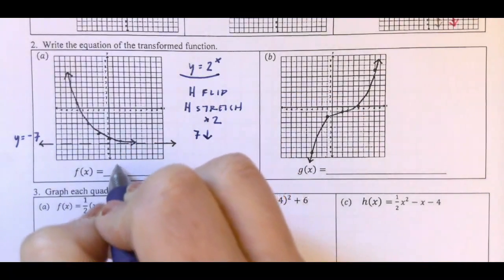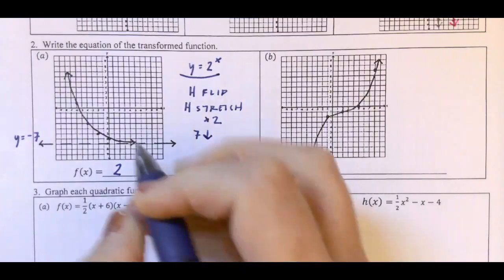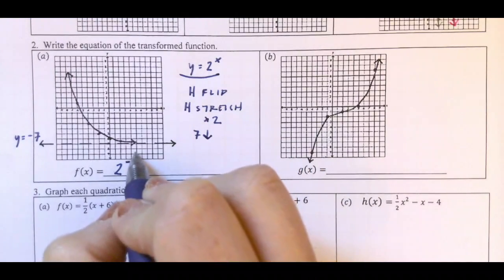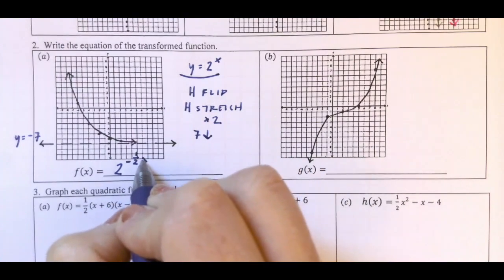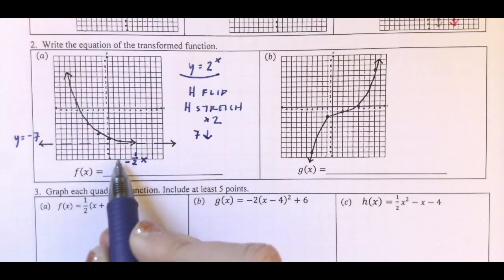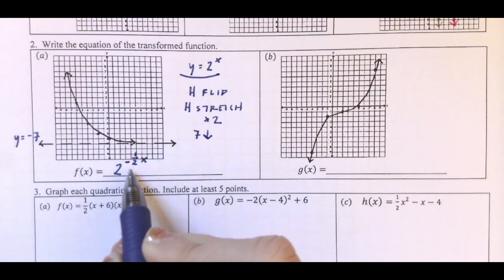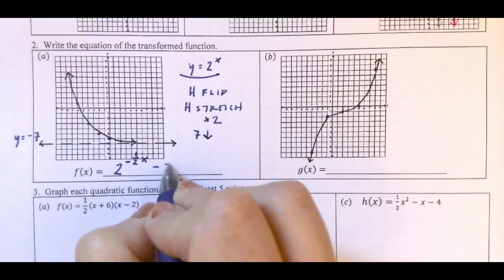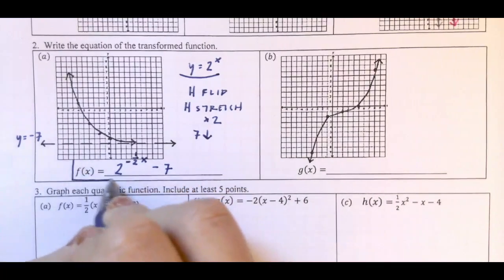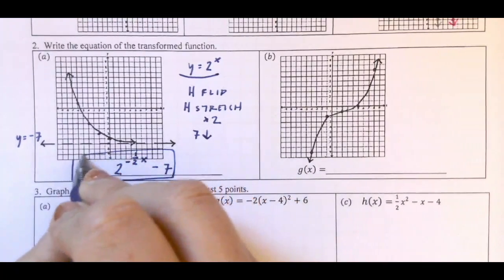All right, so I start with 2 raised to the negative 1/2 x power. That's the horizontal flip. That's the horizontal stretch of 2. And then I take away 7 for it to move down 7 units.